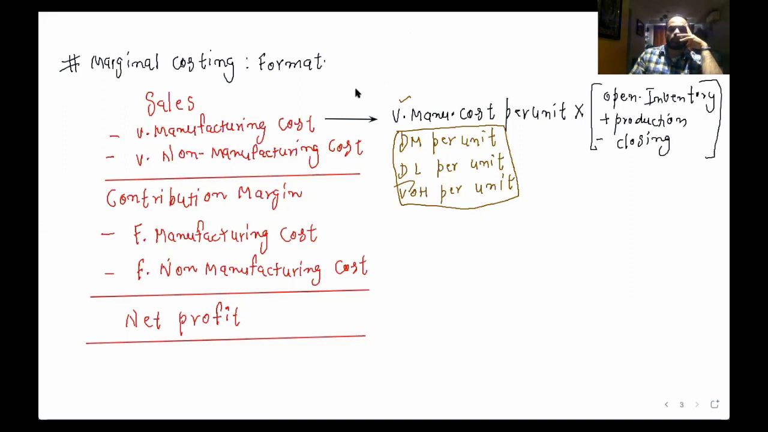Now, next is variable non-manufacturing. Variable non-manufacturing is going to be the same as we normally do, let's say selling and distribution. So variable cost per unit multiplied by sales units, right? Variable cost here means variable cost related to non-manufacturing, not variable cost related to production.